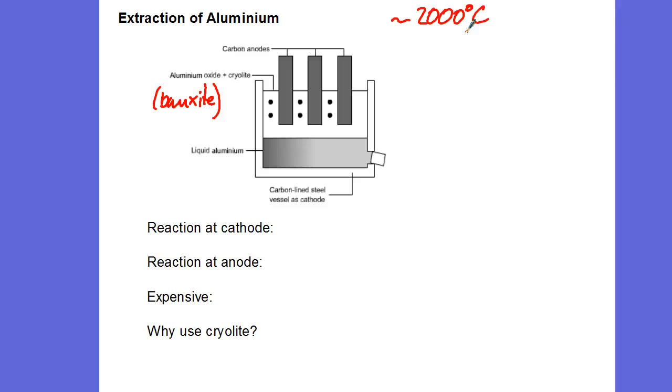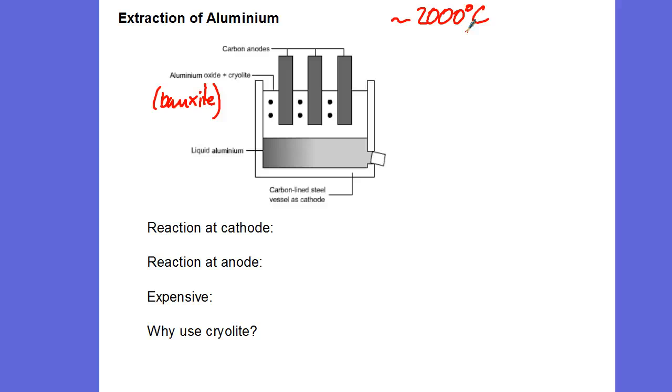So the reason we need cryolite is to dissolve the aluminium oxide at a lower temperature than it would be if it was molten. You might be thinking, well, if it's just to dissolve it, why not use water? And the reason we don't use water for this is that aluminium oxide does not dissolve in water.